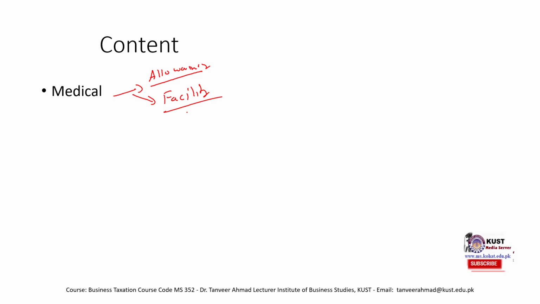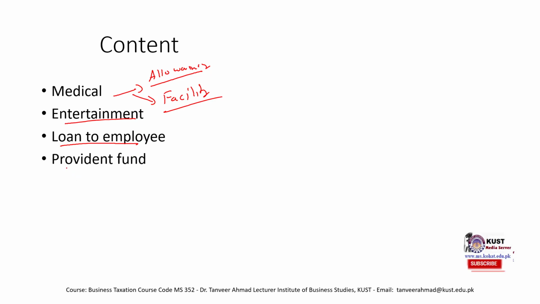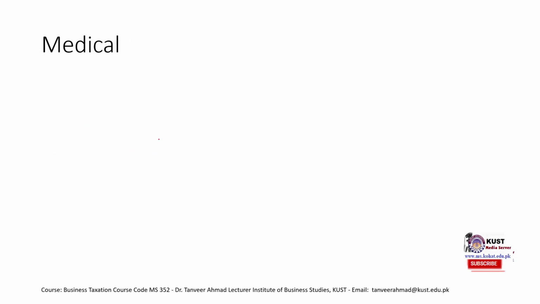As we saw in case of house rent or housing facility, there was either a house rent allowance or a housing facility. Similarly, with the case of conveyance, either there was conveyance allowance or conveyance facility. Similar is the case with medical facility. Then we have entertainment. We would look into how to calculate taxable income, whether it is taxable or not. Then there is loan provided to employees by the employer. And then there is the case of Provident Fund, which we would discuss. So starting with medical facility.